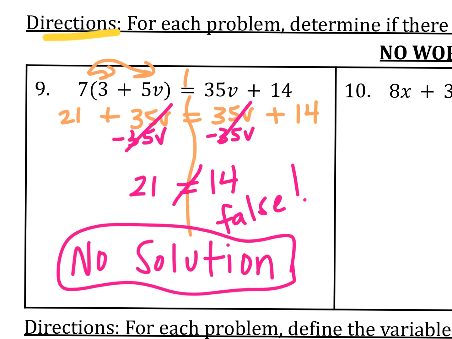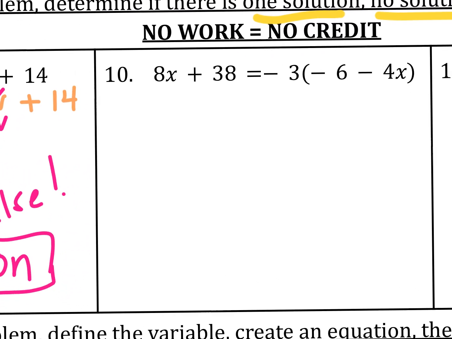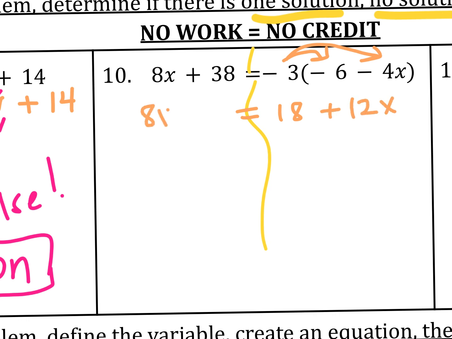Let's move on to number 10. Oh, okay, we have a lot of distributing to do again here. Line down the equal sign. We're going to distribute a negative 3 this time. So negative 3 times negative 6. A negative times a negative is a positive. And negative 3 times a negative 4 is going to give us positive 12x. And then we have 8x and 38 on the left.